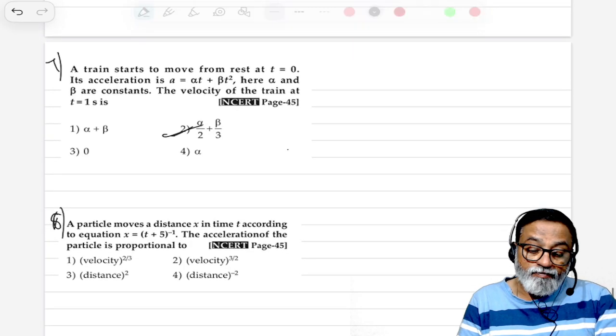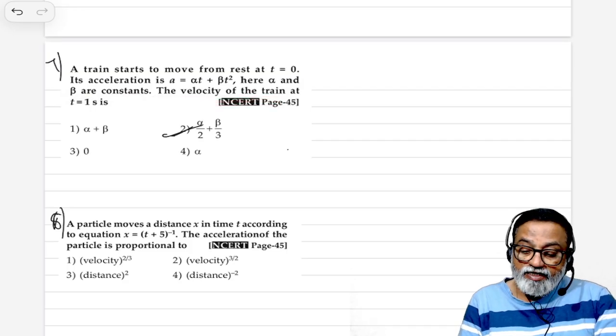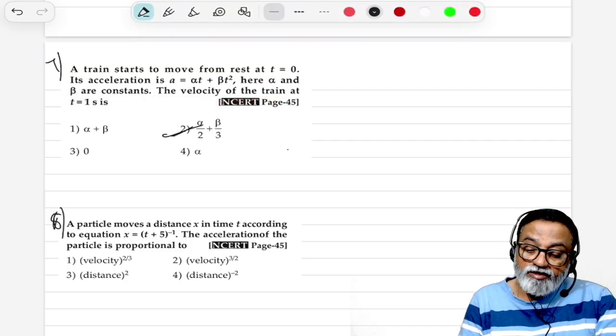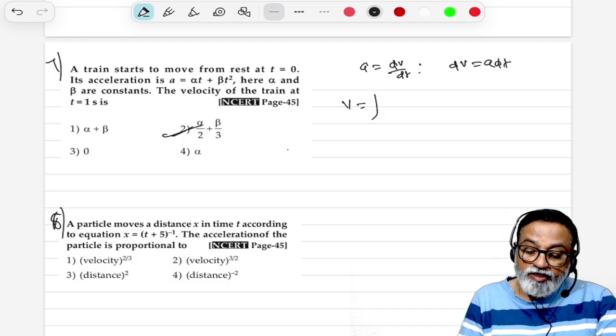Next one. A train starts to move from rest at t is equal to 0. Its acceleration is a is equal to alpha t plus beta t square, where alpha and beta are constants. The velocity of the train at t is equal to 1 second. So here acceleration a is equal to dv by dt. Therefore, dv is equal to a dt. Therefore, velocity is equal to integral a dt. Here time is 1 second, 0 to 1 second.